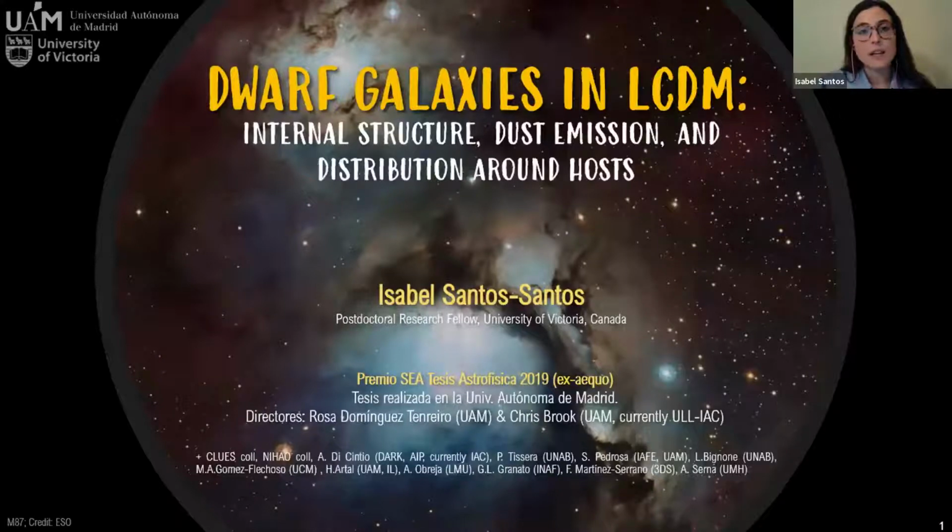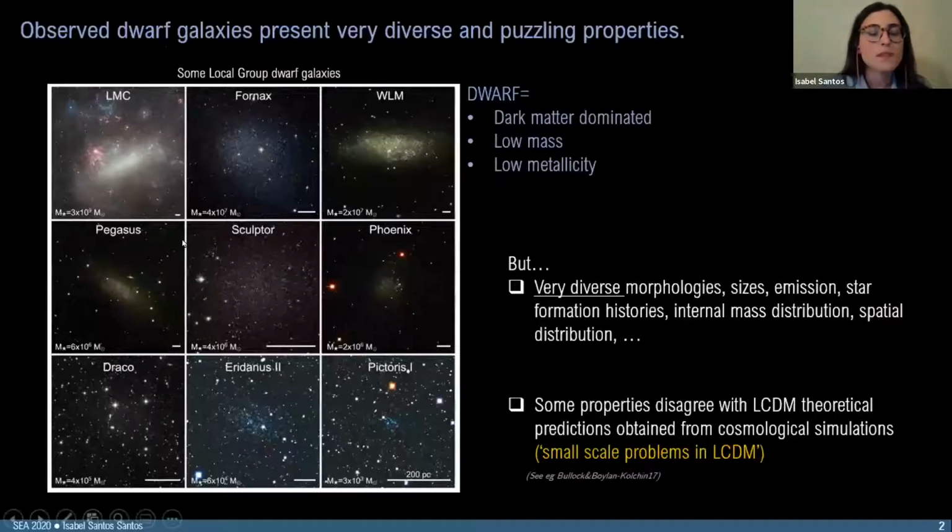The title of my thesis is Dwarf Galaxies in ΛCDM. And why dwarf galaxies? By definition, dwarf galaxies are dark matter-dominated, low-mass and low-metallicity galaxies. However, apart from that, one could say that each dwarf is unique.